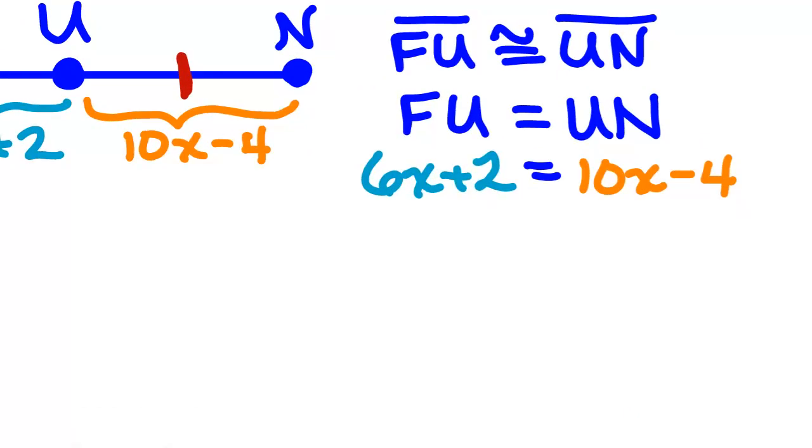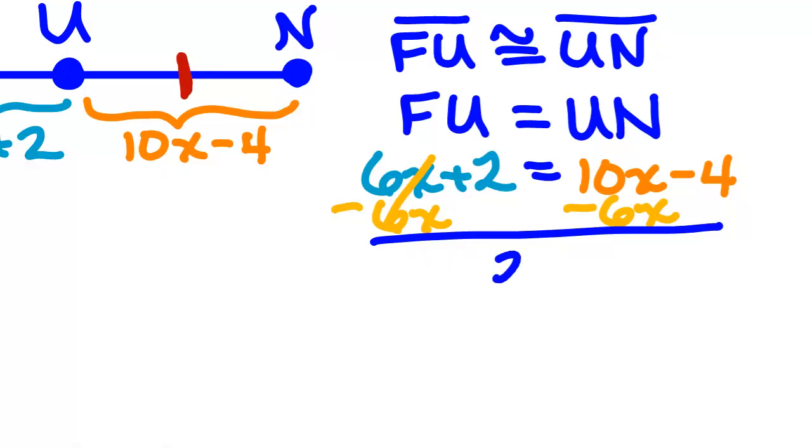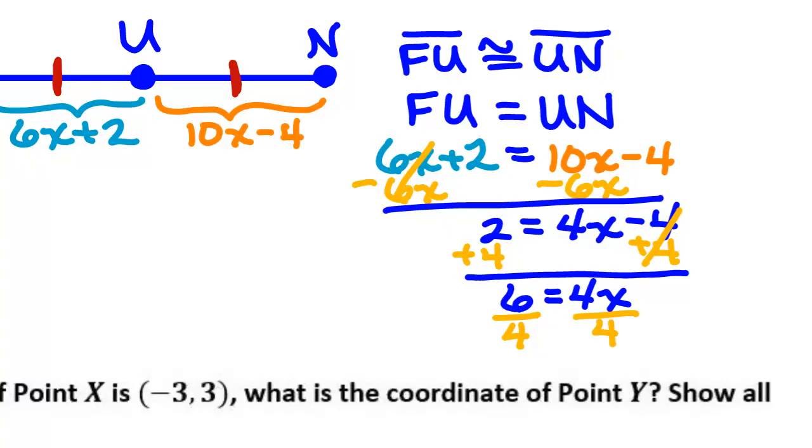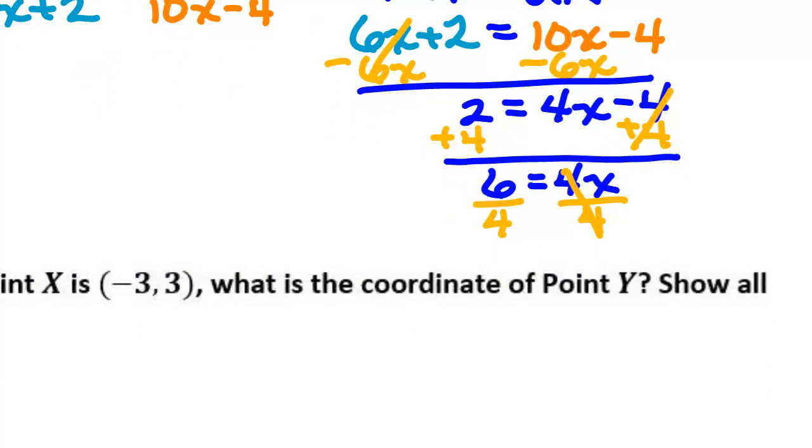So the first thing I'm going to do is get my x's on the same side by subtracting 6x from both sides. That would give me 2 equals 4x minus 4. And then I add 4 on both sides. That gives me 6 equals 4x. And then we divide both sides by 4. Does anybody happen to know what 6 divided by 4 is? 1.5 for x.